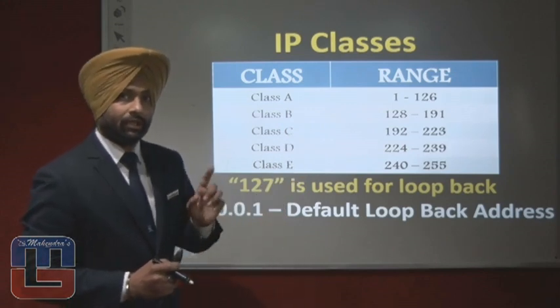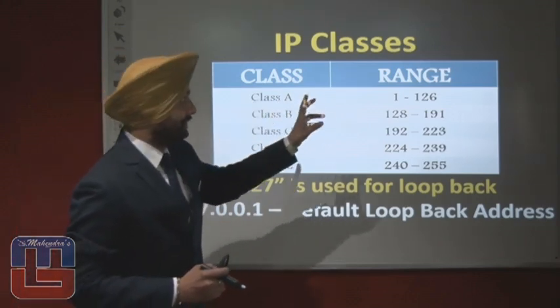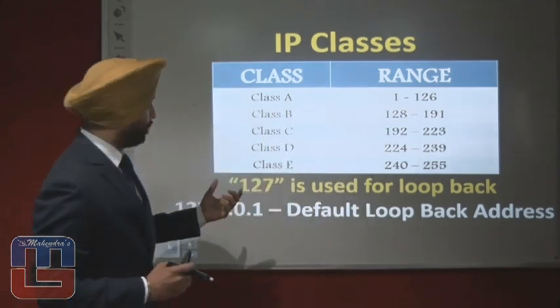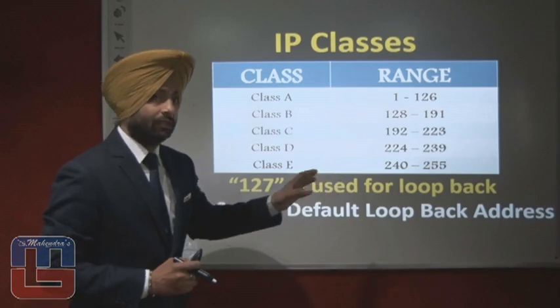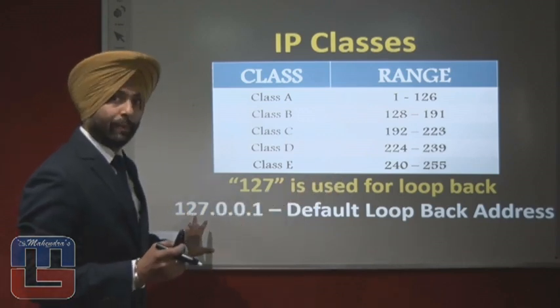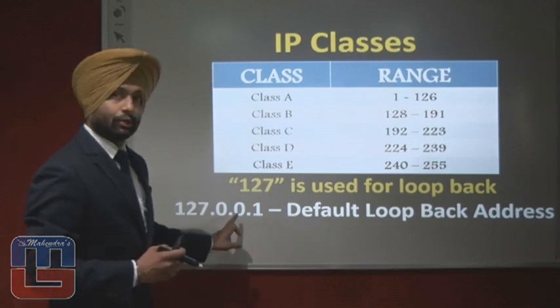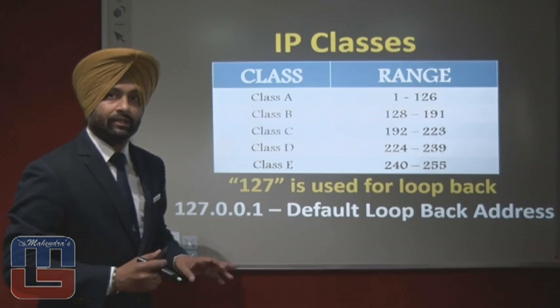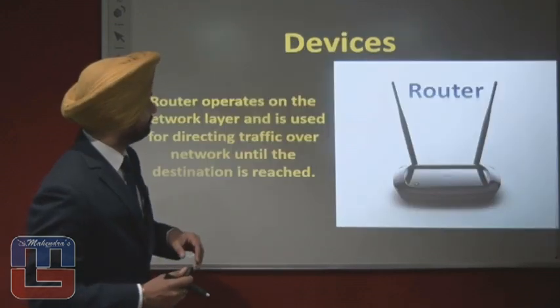Okay, now one is missing. What is missing out here? Okay, it is 127. Now, what is 127? 127 is used for loopback, and the default loopback address is 127.0.0.1. This should be noted down. Very important. Okay, let's see what we have next.